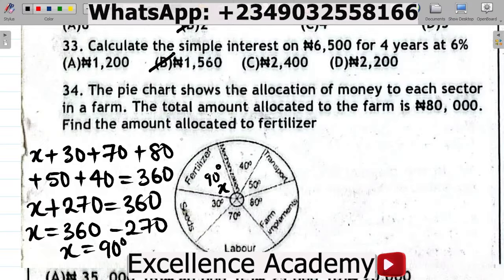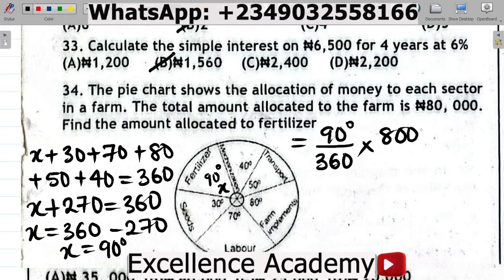So that's for fertilizer. You're asked to find the amount allocated to fertilizer. Now, how do you do that? It simply becomes the angle of fertilizer, 90 degrees, all over the total angle, the sum of the angles, which is 360, times the total amount you have. The farm got an allocation of about 80,000. So this becomes times 80,000.